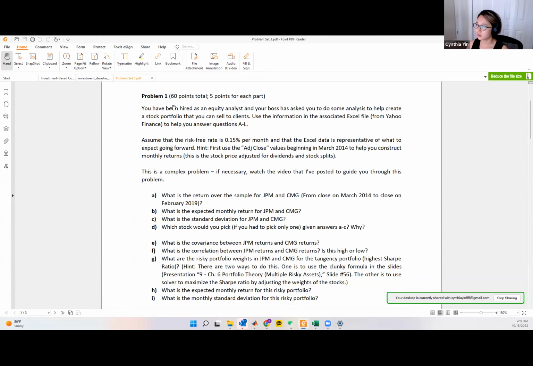So let's read it through. You are an equity analyst and your boss asks you to do some analysis to create a stock portfolio that you can sell to the clients and use the information in the Excel to calculate the things required.